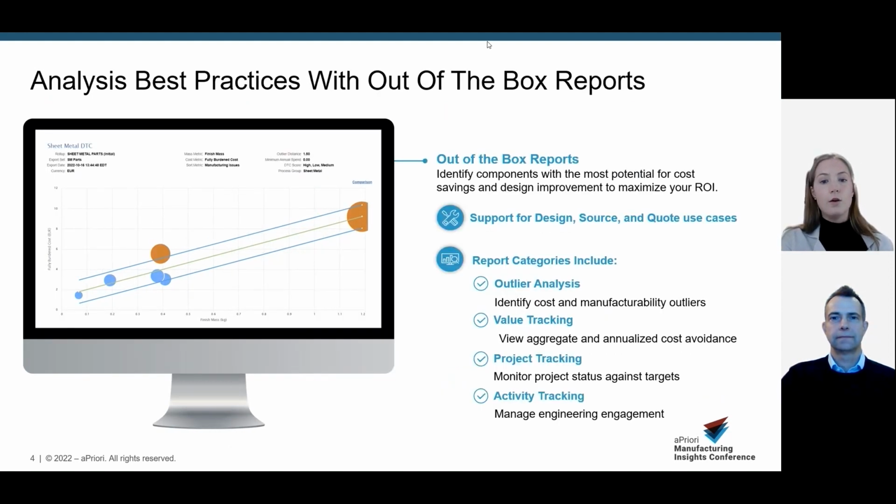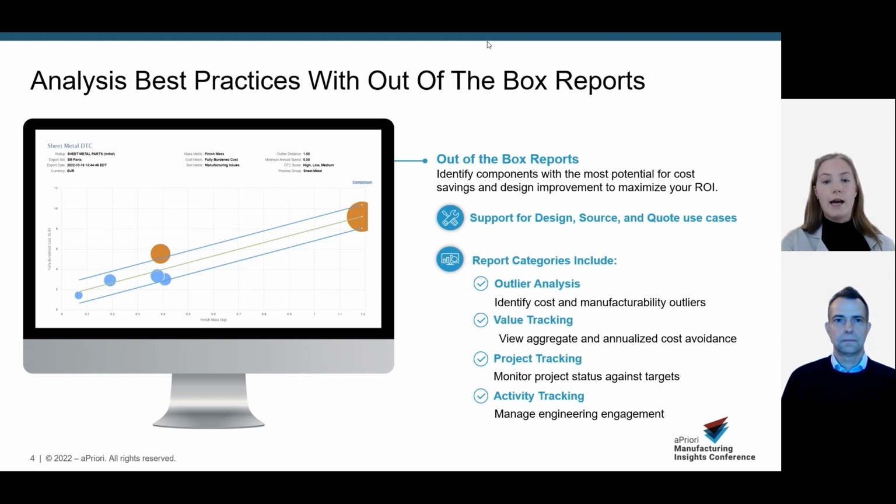So let's first take a closer look at out-of-the-box reports. These pre-built reports model analysis best practices for all our key manufacturing use cases. As I mentioned, design, source, and quote. When you launch an out-of-the-box report, you will have the opportunity to select the data set, the time frame, currency, as well as other relevant sorting and filtering that will make the report relevant to you as the reporting user.